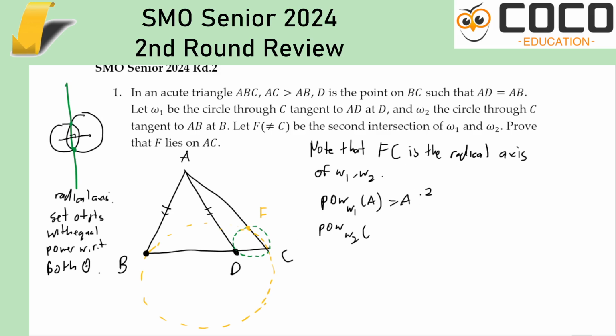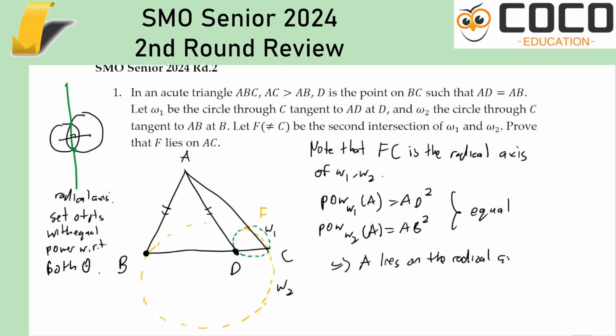So let me just, omega 1 is the green circle. So AD squared, there's a tangent. Omega 2, it's AB squared, and these are the same. That means that A lies on the radical axis. And that's it. It just means that A, F, C are collinear. Right? A lies on the radical axis FC, meaning the line. And so F lies on AC is also going to be true.